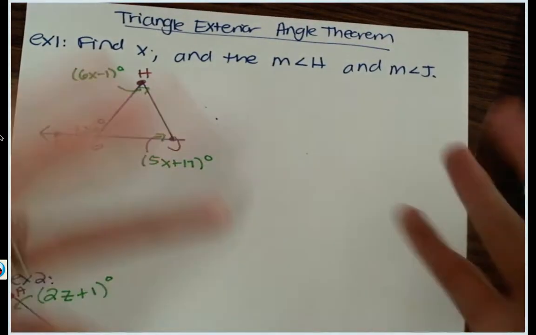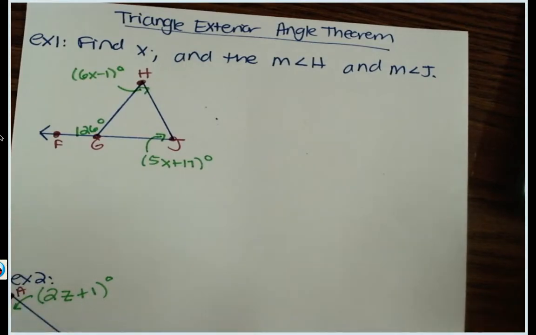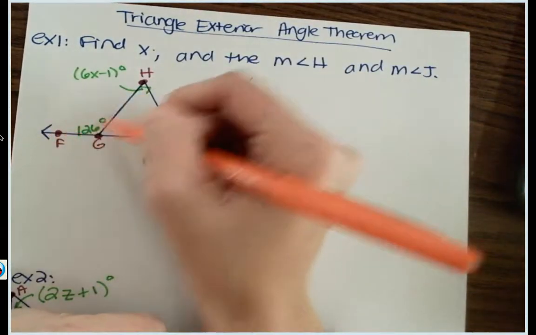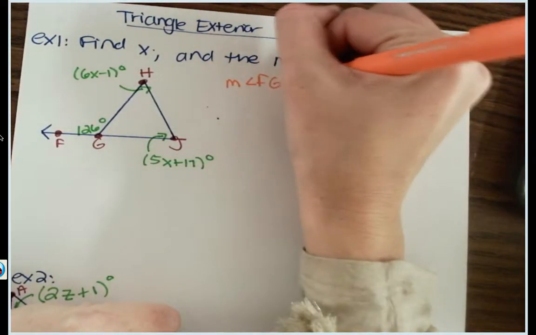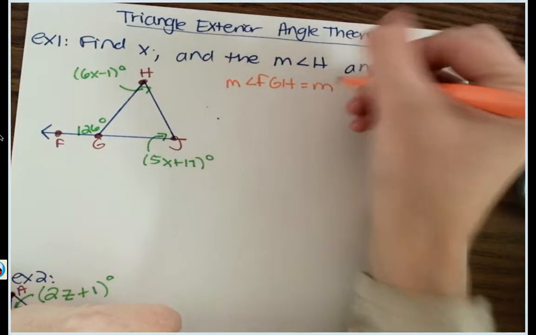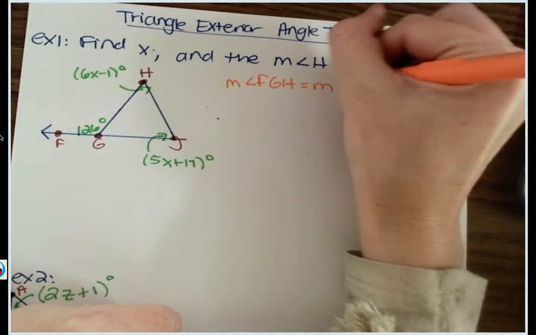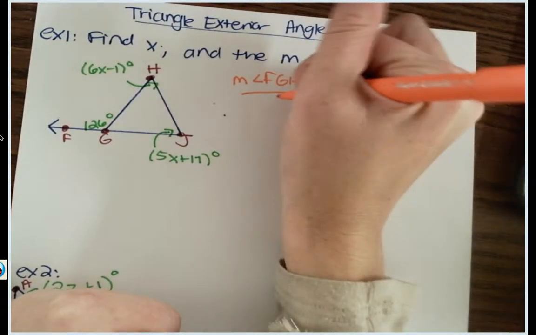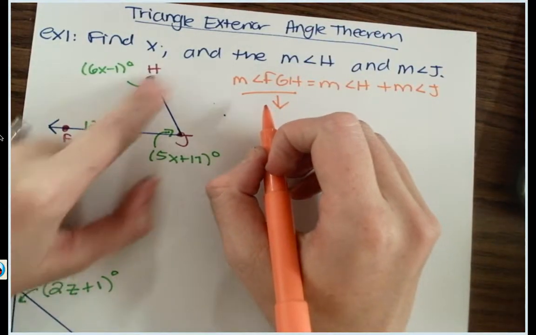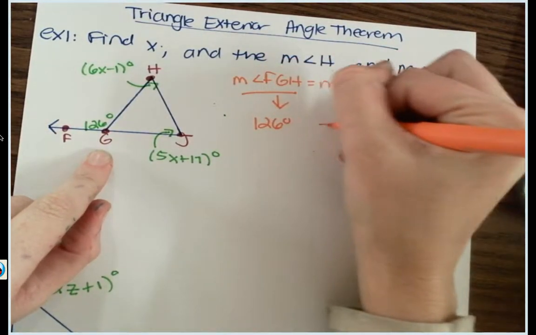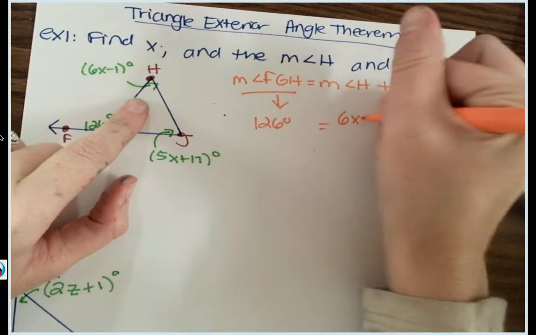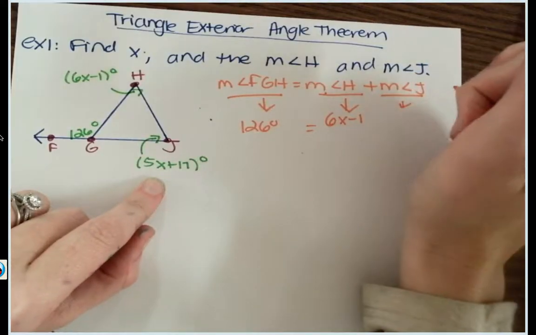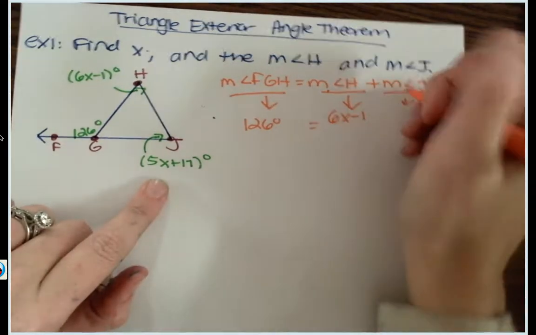I'm going to set that up, substitute everything in where it goes, and solve that for x. So the measure of angle FGH, this angle on the outside, will equal the sum of the two remote interior angles, which are H and J. Let's start replacing things with what they equal. The measure of angle FGH is 126 degrees, which equals the measure of angle H, which is 6x minus 1, and the measure of angle J, which is 5x plus 17.